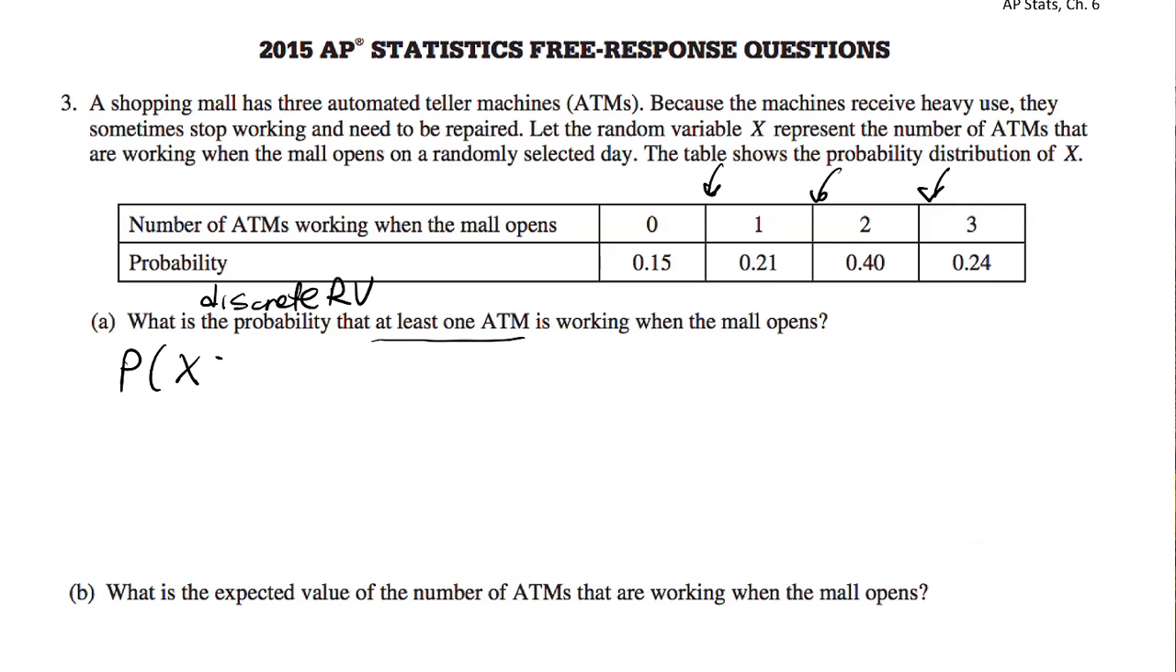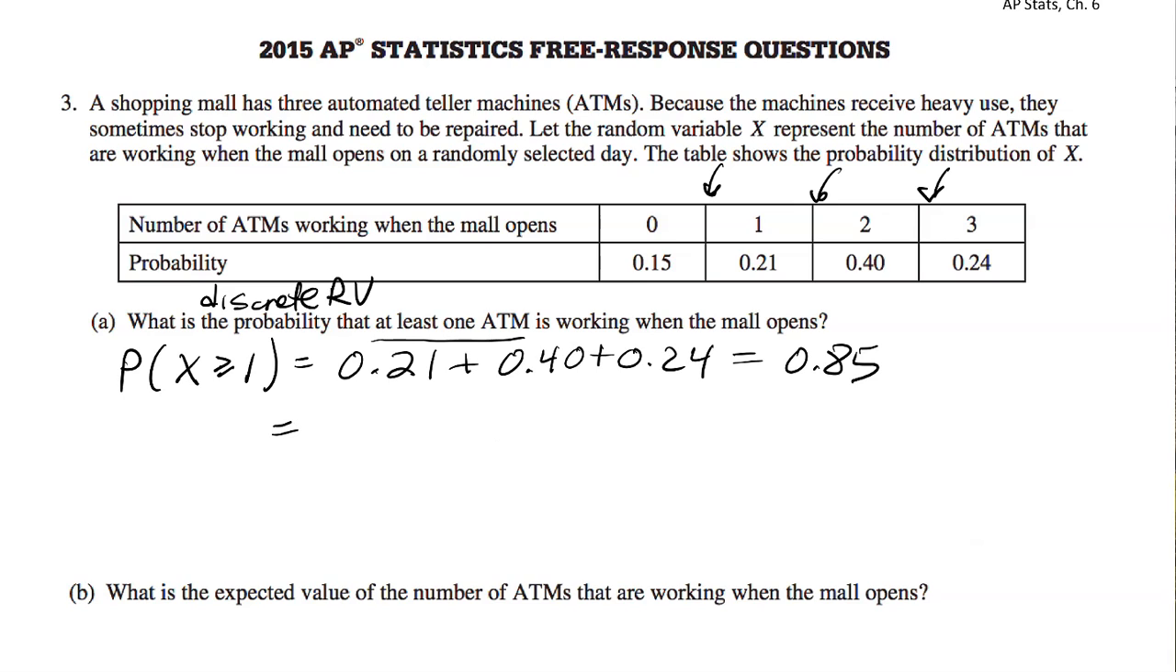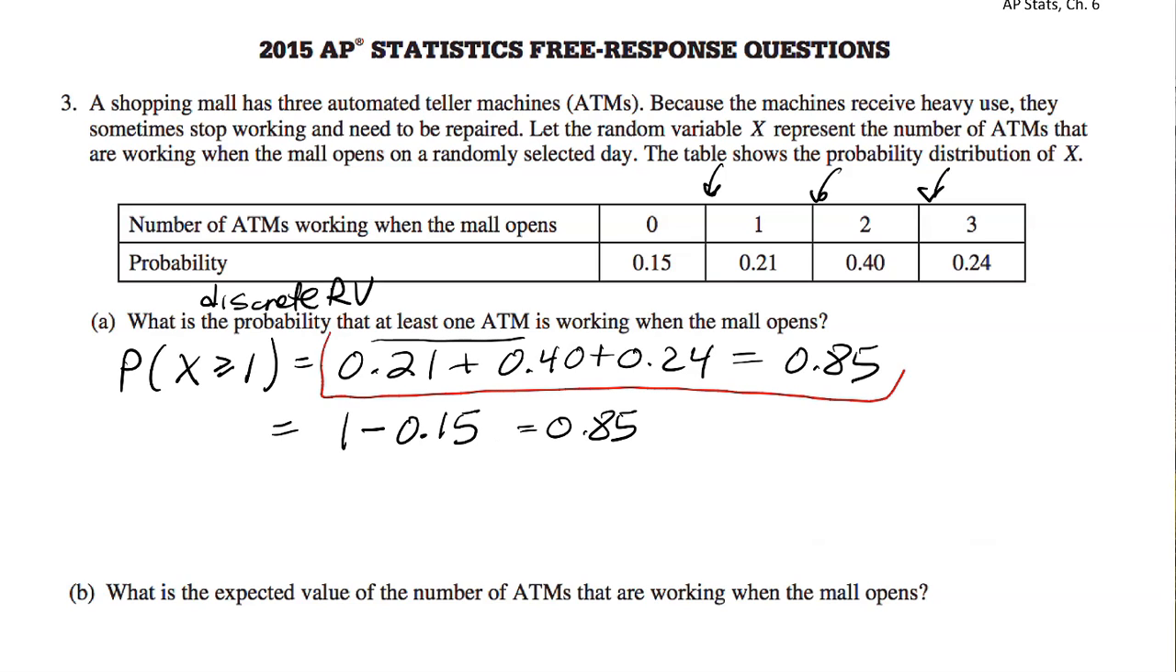On this question, we want at least one. At least one would be x greater than or equal to 1. And that would be the probability that 1 is working, or that 2 is working, or that 3 is working. And this would be 0.85. You could also find this by using the complement, 1 minus the probability that none are working, which is also 0.85. To get full credit on the AP exam, you would need the work plus the answer.